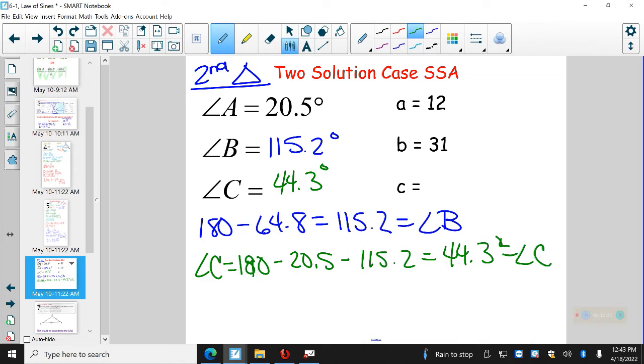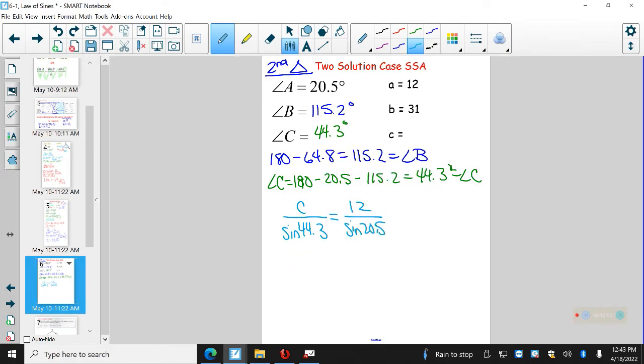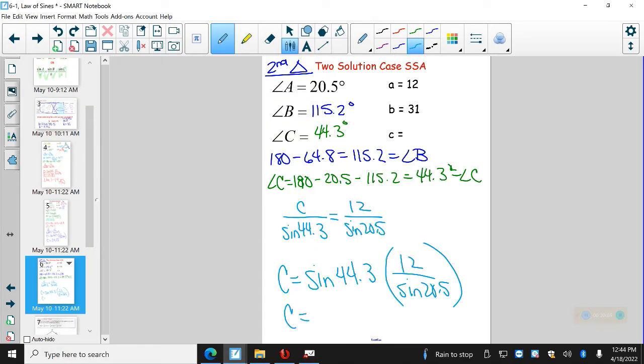Now we find our new C length. So how do I find my C length? C is what I'm looking for, so that's going to be the sine of 44.3 is equal to my 12 over the sine of 20.5. Yes? So how do I find C? Multiply by the sine of 44.3. What do you get for C then? 23.93. 23.93. And that is going to be the second triangle that you would have.